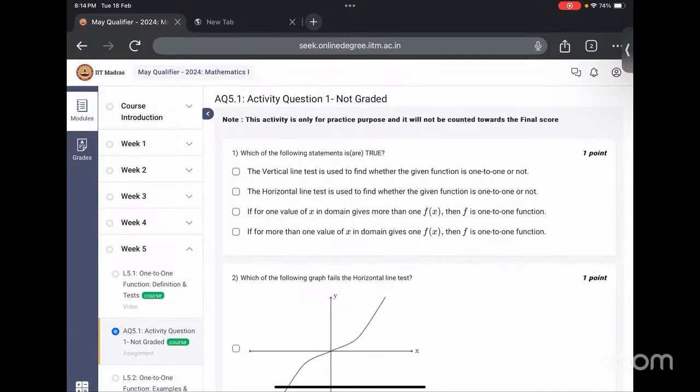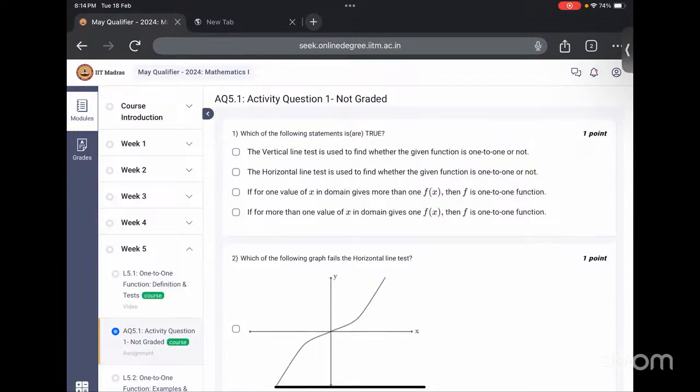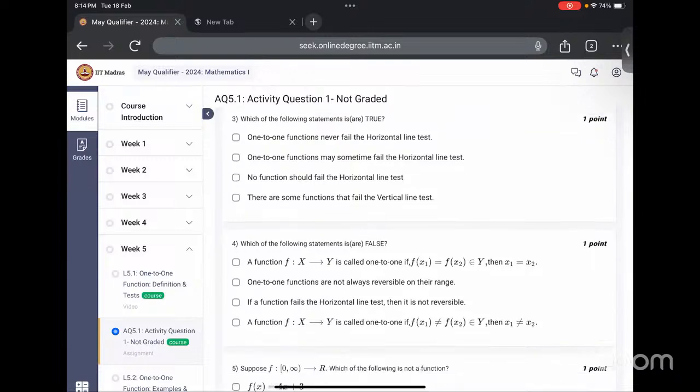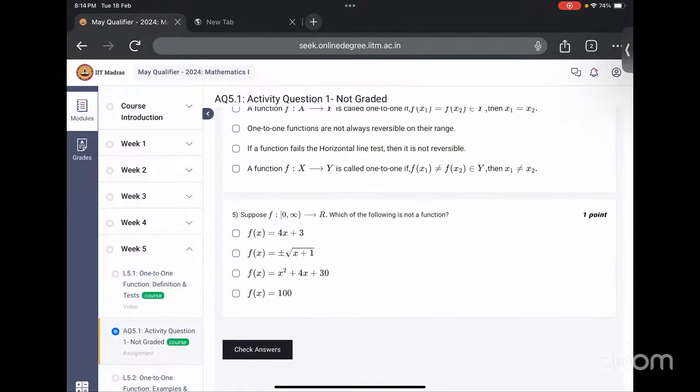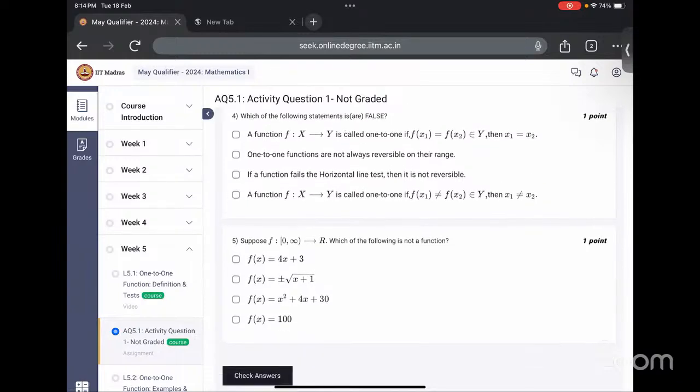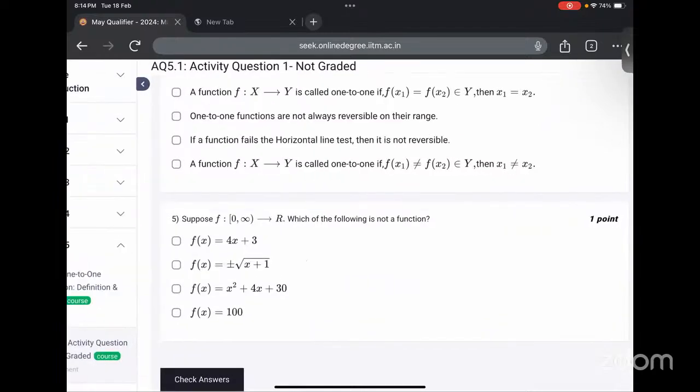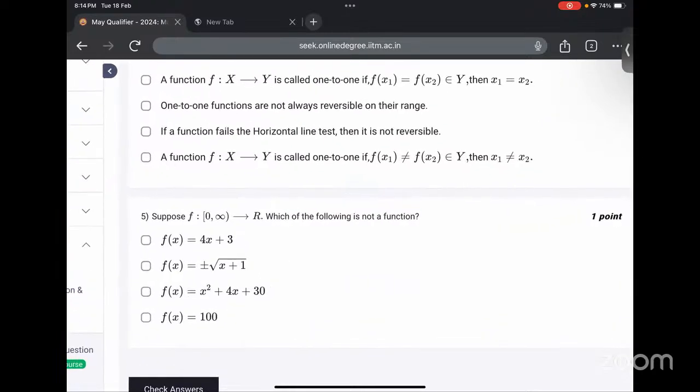5.1. Yes, 5.1. In 5.1, I think one doubt I am having, madam. In which question? One second, madam. How to solve this 5-number question? This one? Yeah. Okay, not a function.